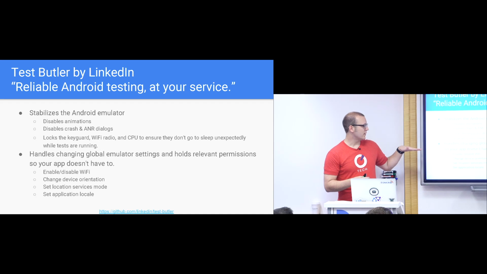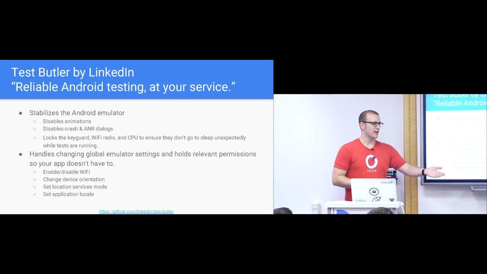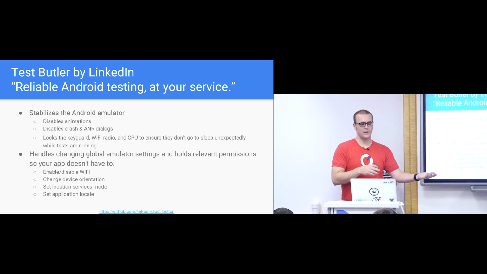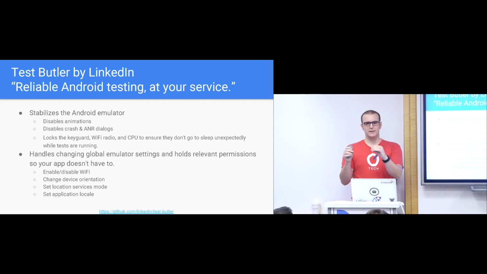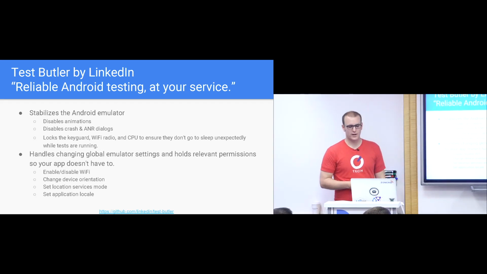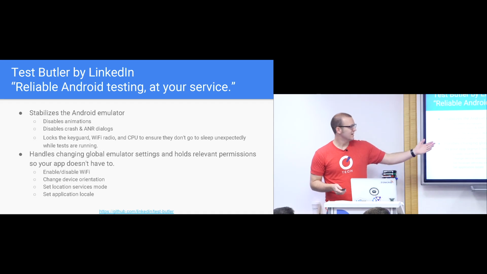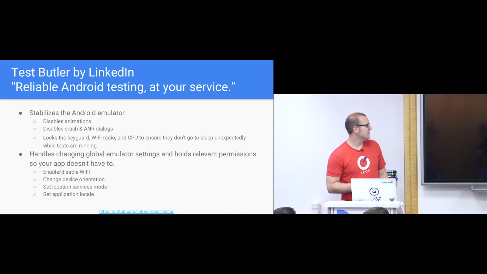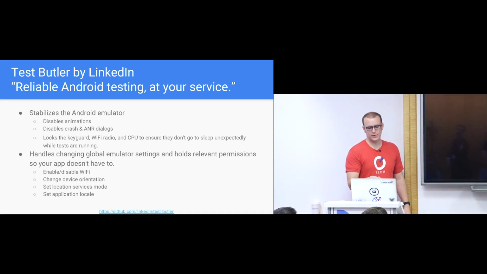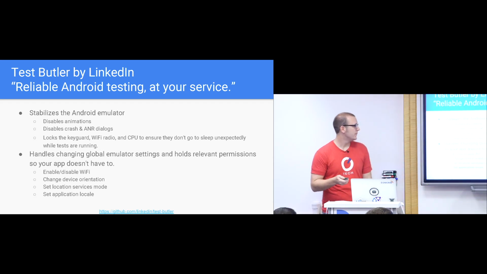So Test Butler, when you have it inside your app, you can just use their nice API. It uses AIDL to talk to the other application that they have, their companion one, and it does all these things for you. So you can enable and disable Wi-Fi, change device orientation, and do all these things programmatically and easily in your app. And you can disable animations as well. And the other things that you'll see when you're running these emulators for a long time, like disabling do not respond dialogs and locking the key guard and so forth.